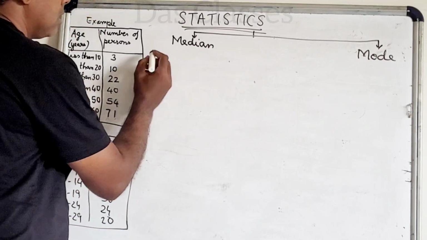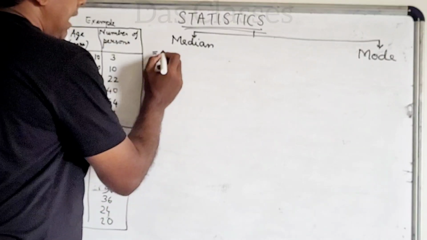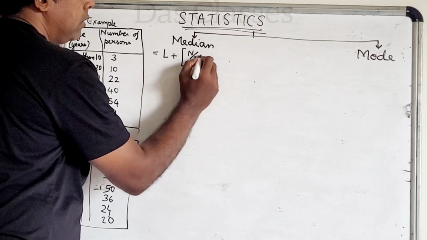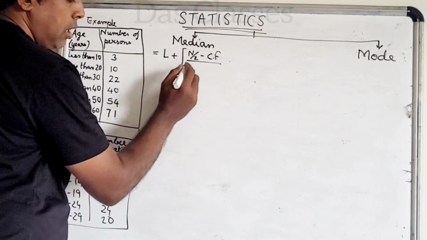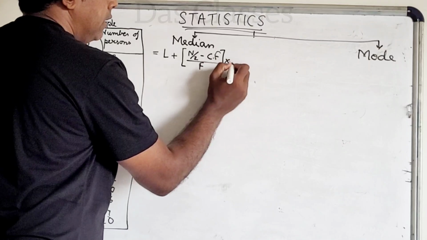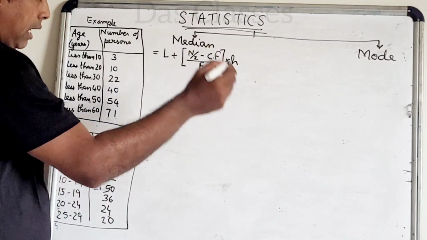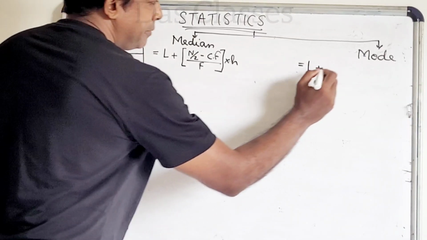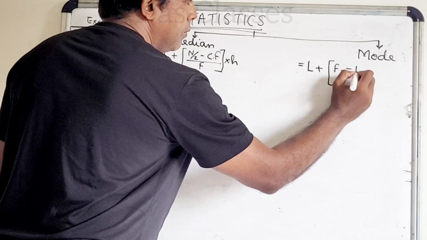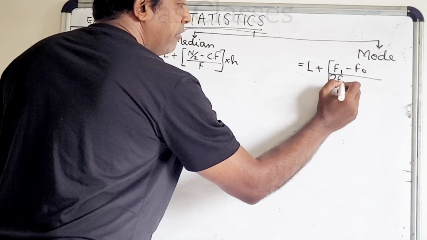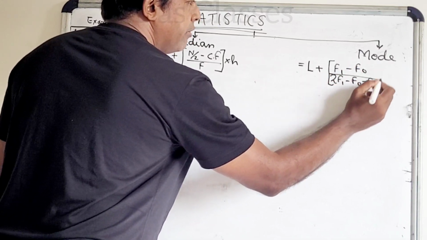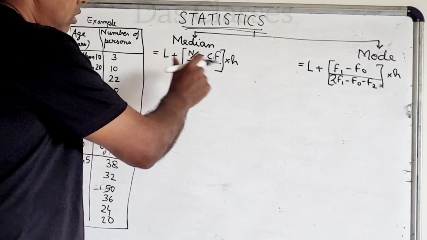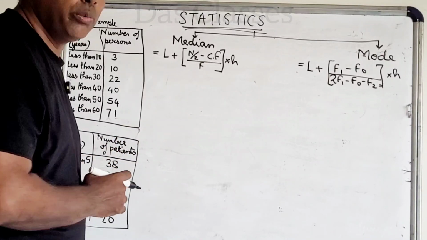So for median, the formula is L plus bracket n upon 2 minus cumulative frequency upon frequency into the class interval h, and for mode, the formula is L plus bracket f1 minus f0 upon 2f1 minus f0 minus f2 into h. What is the meaning of each one of those letters? As we do the sums, we will see it.